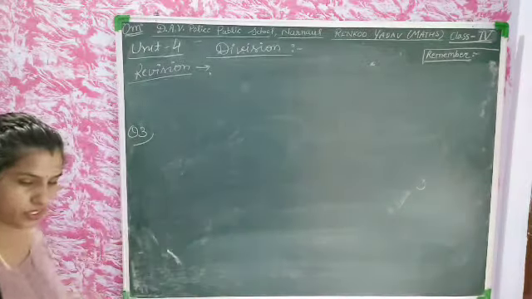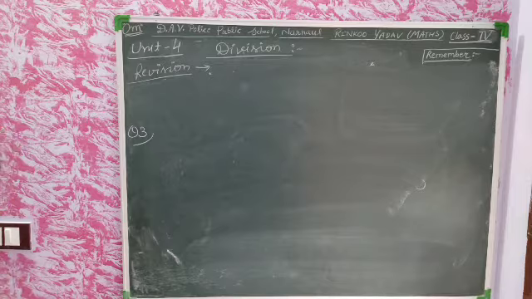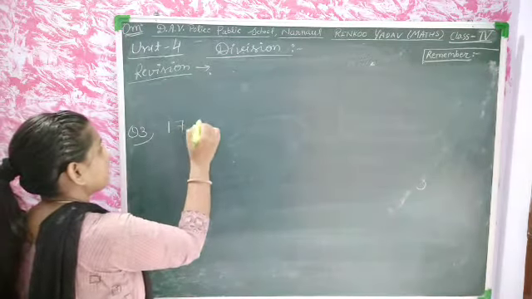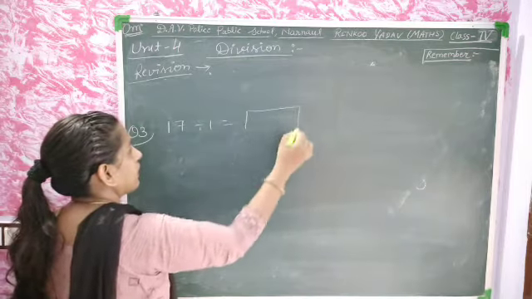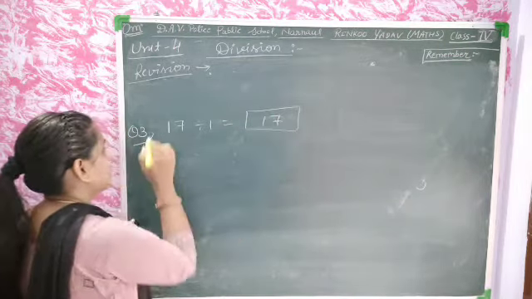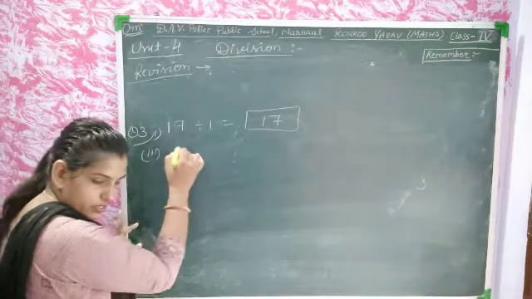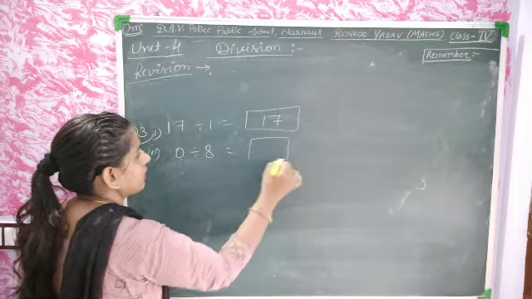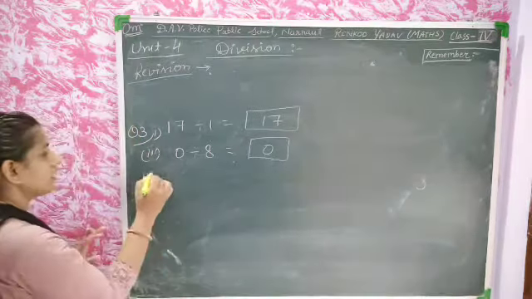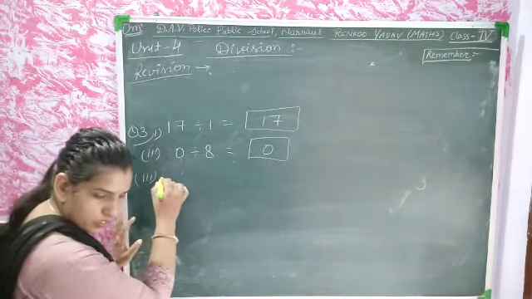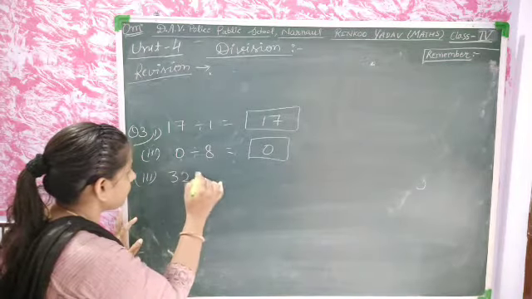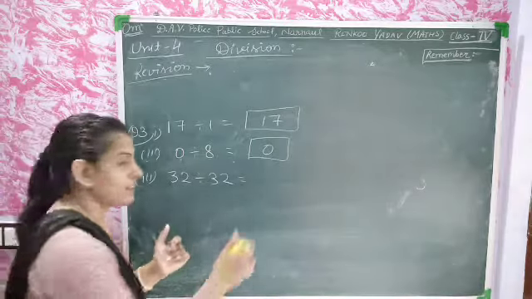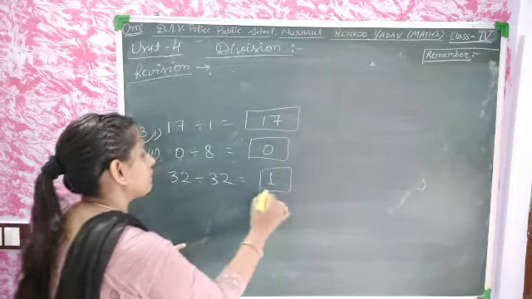Now we will do the question number 3 here. In the question number 3, fill in the blanks. Part 1 is 17 divided by 1 is equal to... Any number divided by 1 is always the number itself. And part 2 is 0 divided by 8. 0 divided by any number always gives 0. And the third part is 32 divided by 32. Any number divided by itself is always equal to the number 1.